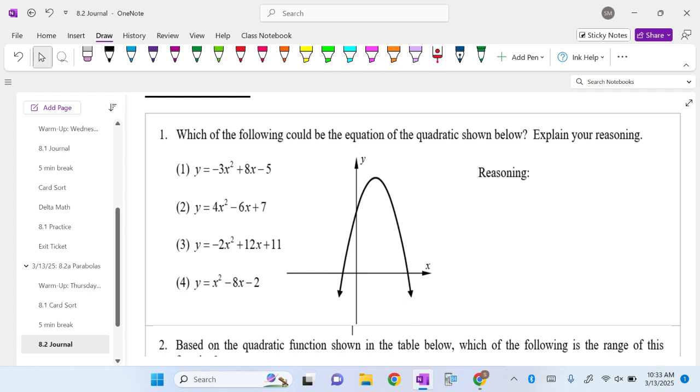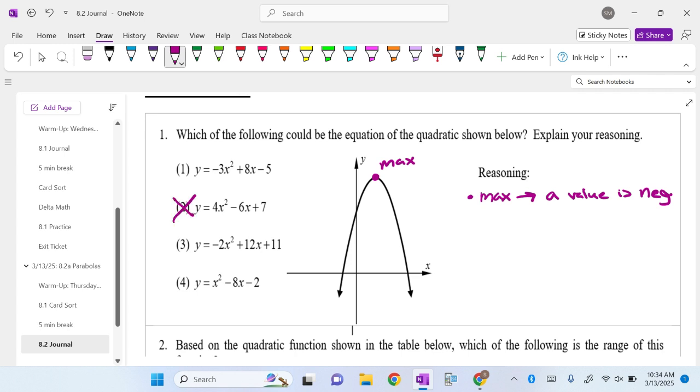Downwards, meaning that it has a what? It has a maximum. So our vertex in this case is a max. So if it's a maximum, that means our A value is what? Negative. So we know that since we have a max, our A value is negative. So which 2 answer choices does that automatically eliminate?